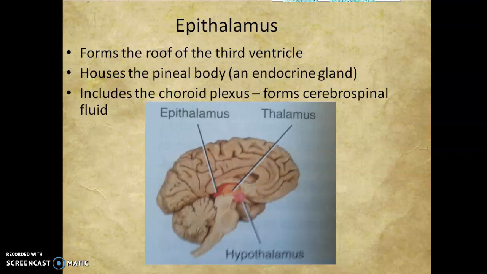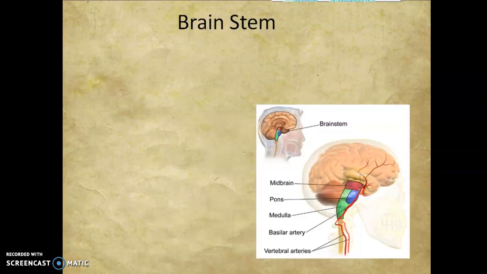Remember, cerebral spinal fluid is super important because it makes this watery cushion that our brain sits within, and our spinal cord too, to give it some protection. Because as we've discussed, it's not the strongest organ we have in the human body. All three of those parts make up the region called the diencephalon. We're going to then get into our brainstem portion of things.